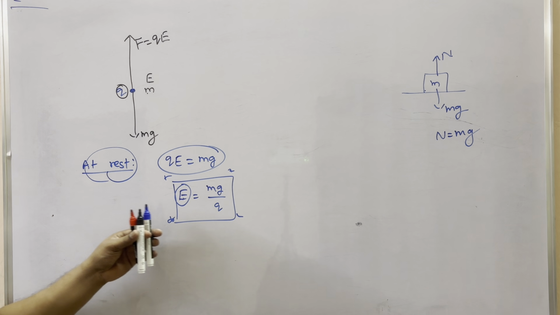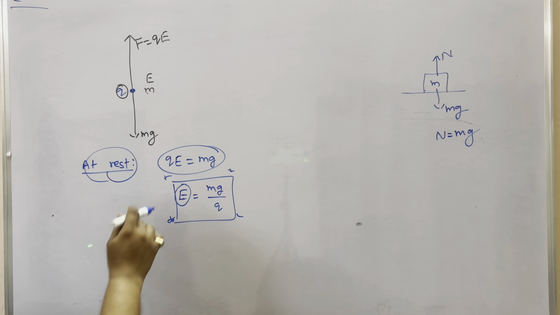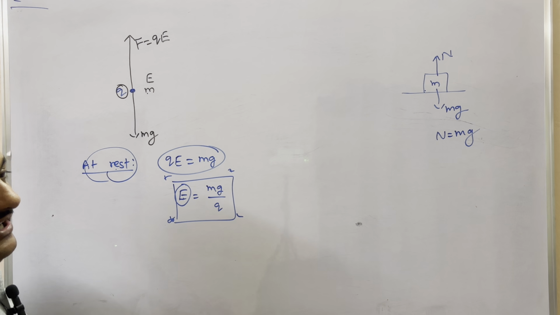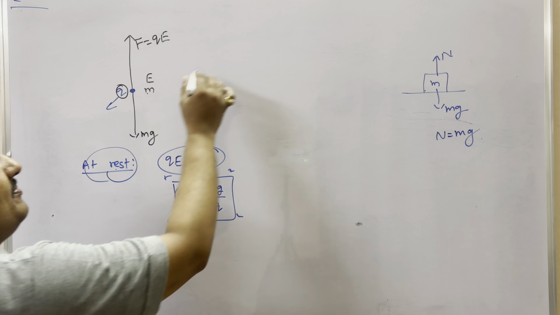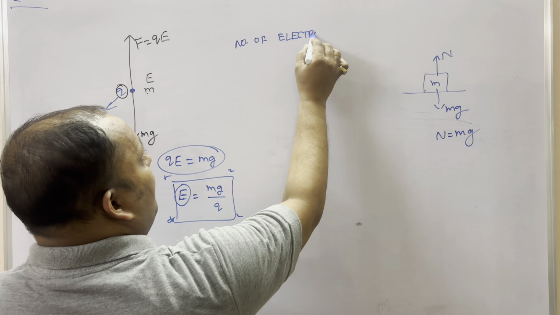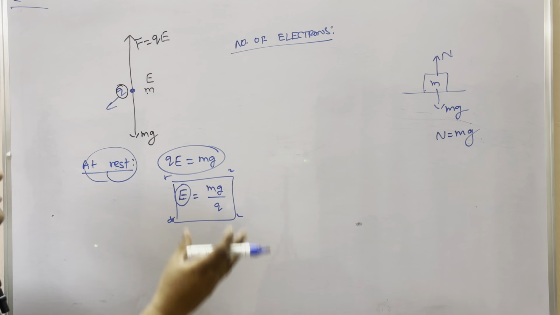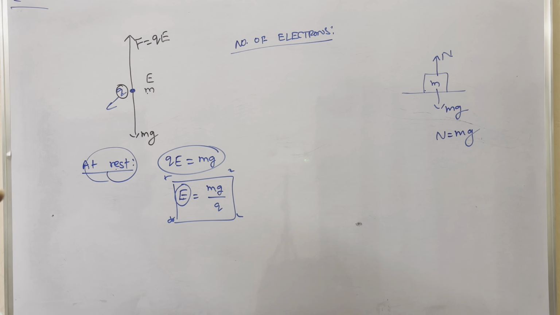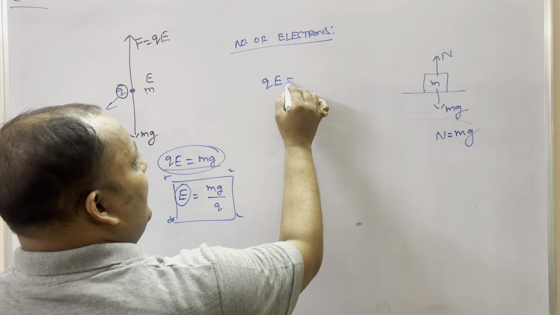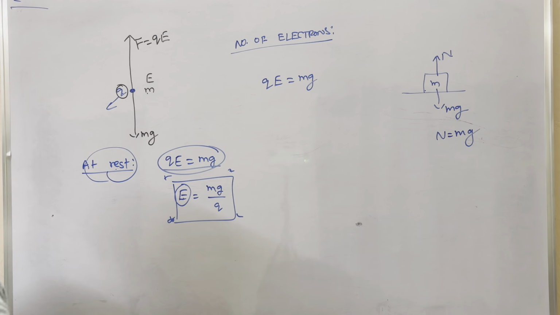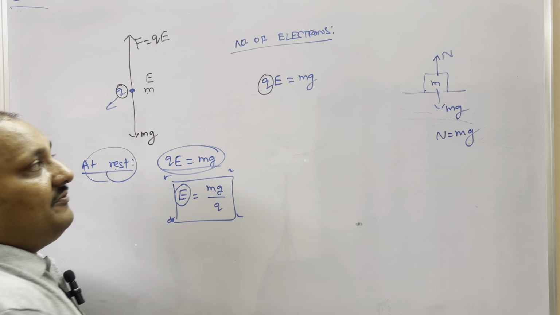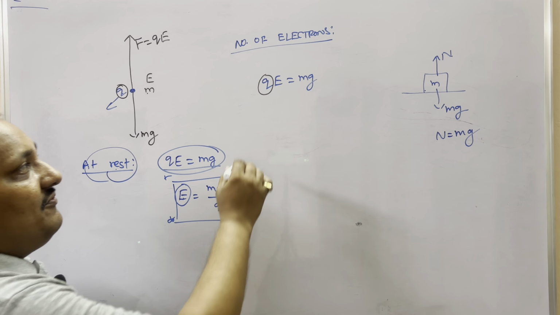Let us assume, after taking this same equation, to keep the charge at rest in the gravitational field by applying an electric field, how many electrons should be present within this charge? They are going to ask the number of electrons. At that time, the same equation we will take, QE equal to mg. They are asking how many electrons, and we have only this charge. So what do we have to apply?